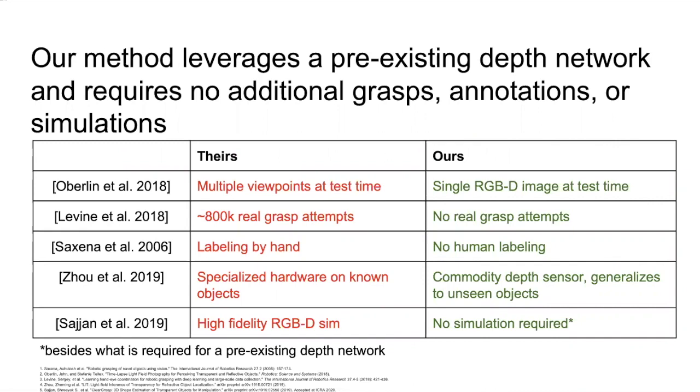We leverage a pre-existing depth network for transfer learning. In our case, the pre-existing depth network was trained on a simulator for depth-based grasping of opaque objects. However, our method does not require simulating transparent or reflective objects.